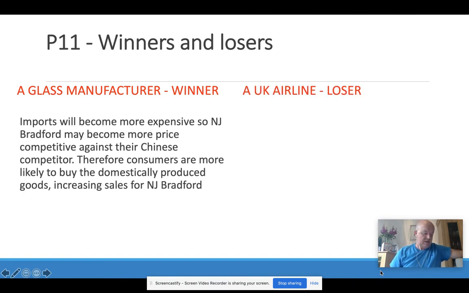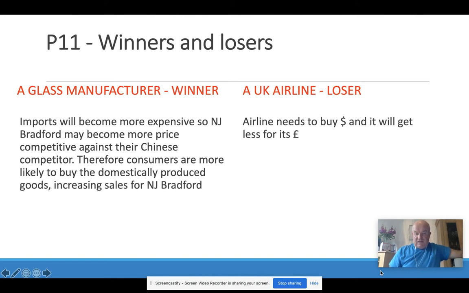What about a UK airline then? It buys most of its fuel from international petrol markets and pays in US dollars. Now, if we've got a weaker pound, that's clearly not going to be a good thing, is it? Because the airline is going to need to buy dollars, and it will get fewer dollars for its pound because we've got a weaker currency as a result. So the airline industry is a loser again, I'm afraid. Not having a very good time of it just of late, are they?